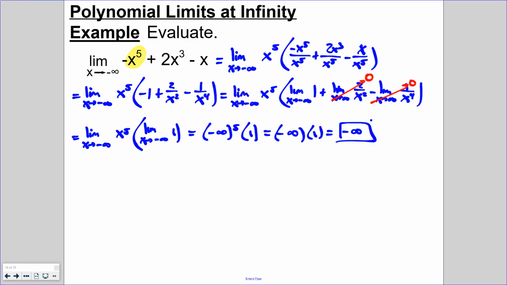Alright folks, that is it. That is polynomial limits at infinity.